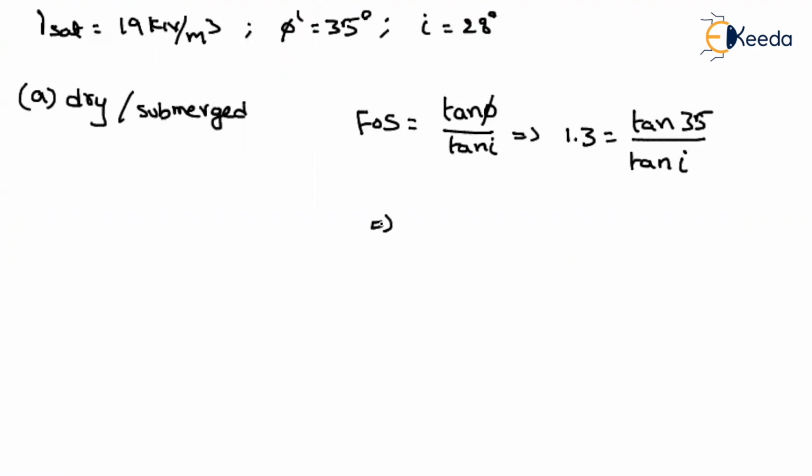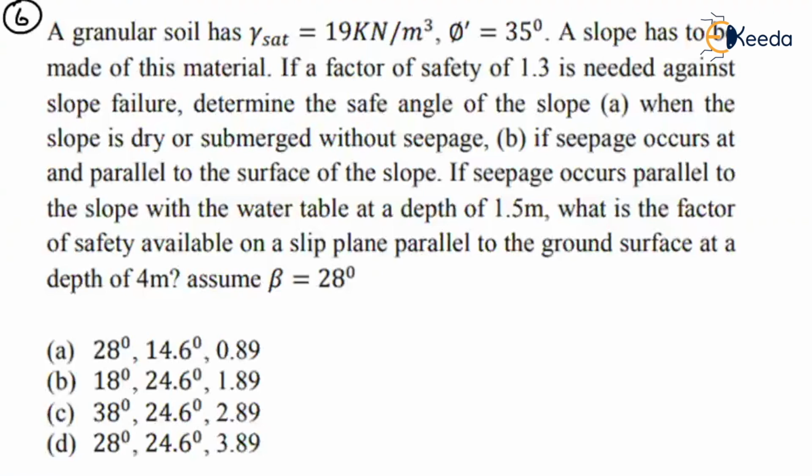So that implies, what is the safe angle? If you solve this, you will get it around 28 degrees. So this is when your soil is dry or submerged. Is there an option with 28 degrees? Here also 28, here also 28. So either we have to check whether it is the second option, 24.6, or 14.6.